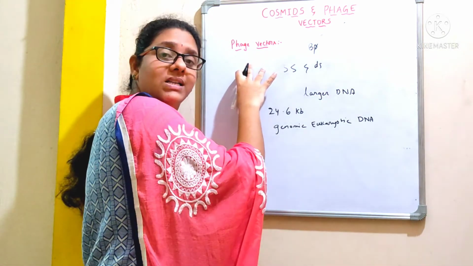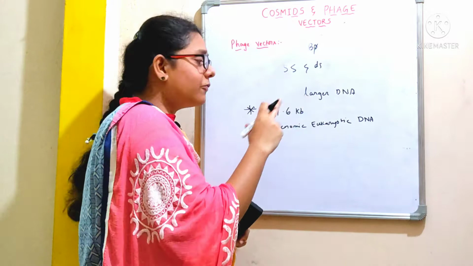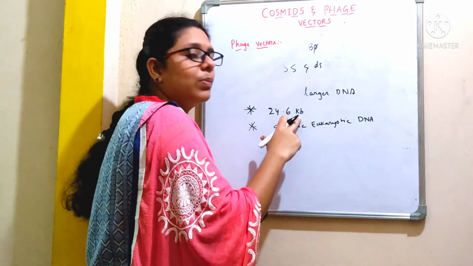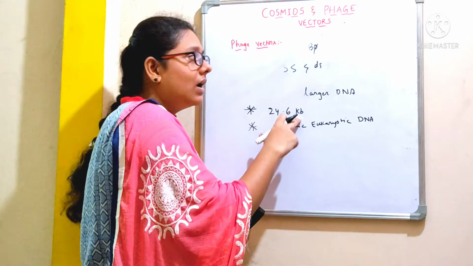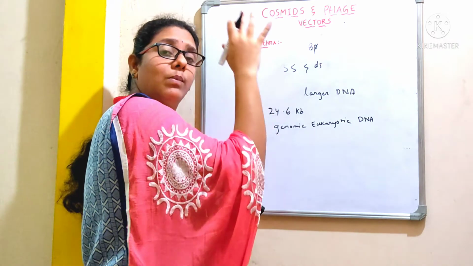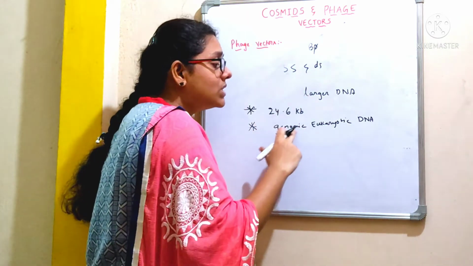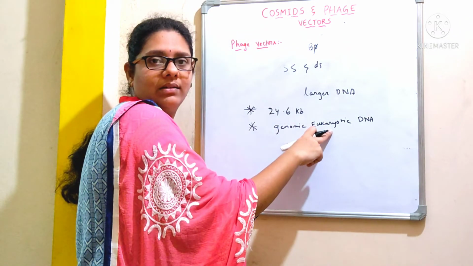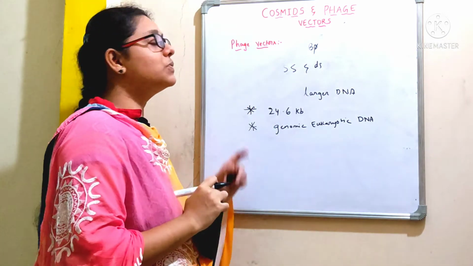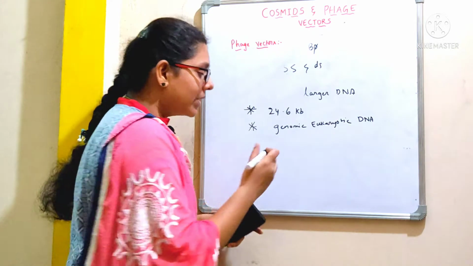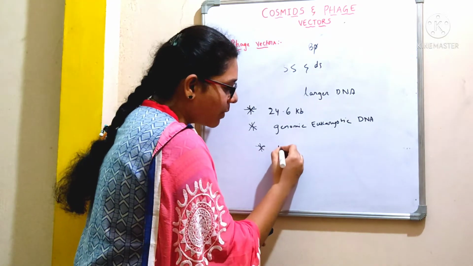These phage vectors can carry larger DNA fragments of up to 24.6 kb in length. And these phage vectors are the most suitable cloning vehicles which are used to clone genomic eukaryotic DNA. And one more important use with these phage vectors is that in vitro packaging is possible.